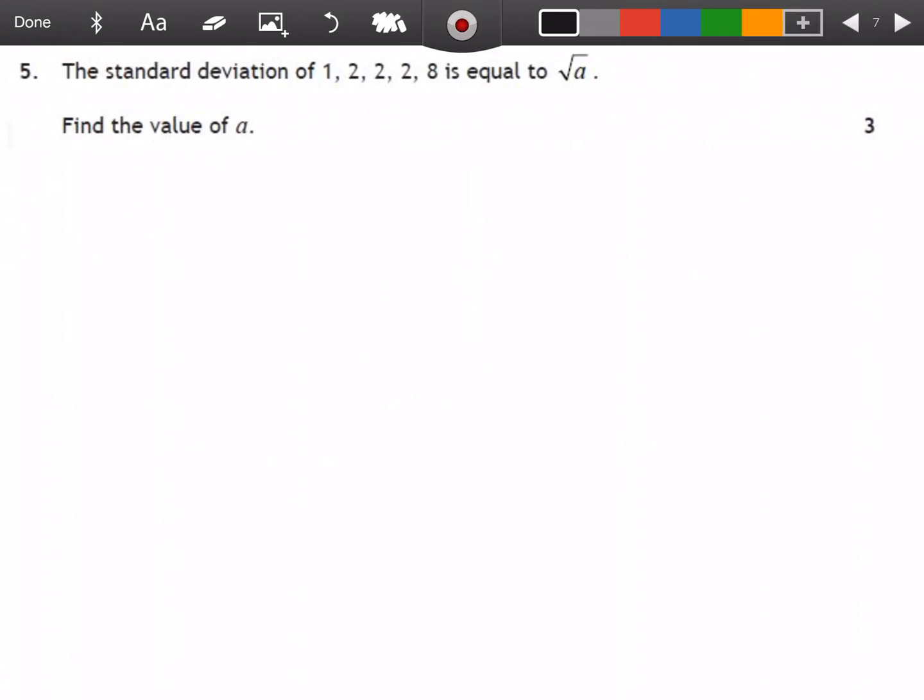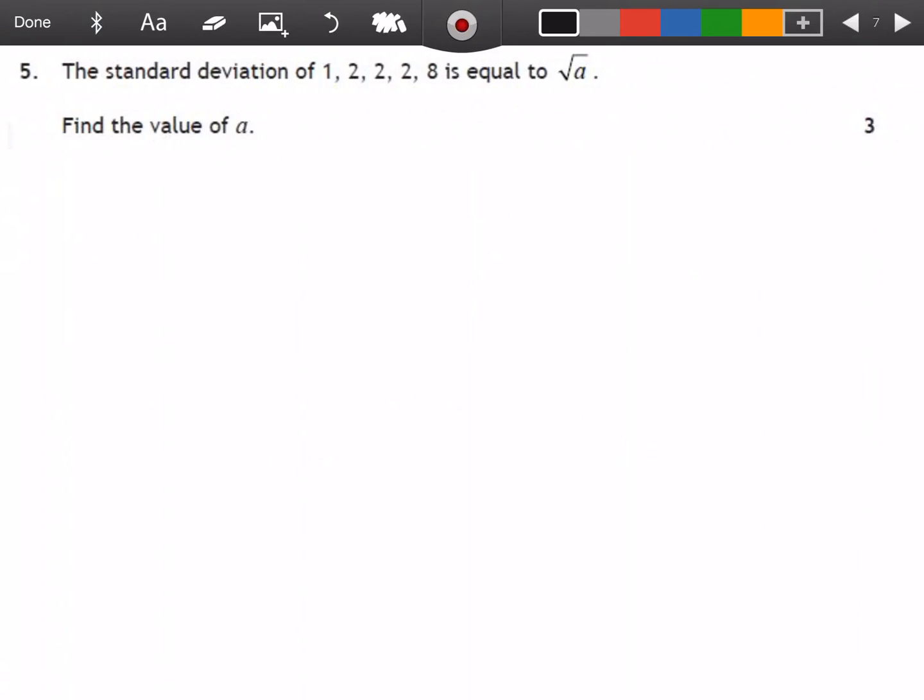Number 5, standard deviation is equal to root A. Find the value of A. Right, quite often we have a standard deviation question in paper 2. It usually is paper 2, a calculator question. However, don't be put off that this is paper 1. The numbers have been picked easy enough so it makes it really doable, okay? Basically what they're asking you to work out is, what is the standard deviation? We did one like this in the last exam paper.